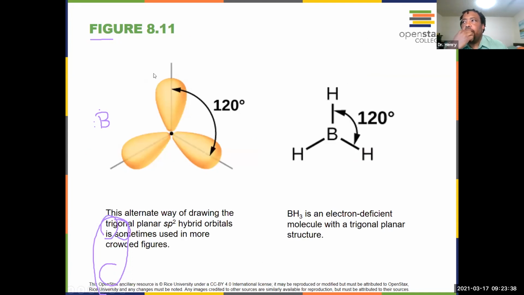Okay, so this is basically showing you the beryllium, and then you just have, because hydrogen is only a sigma, so you're just going to have a S bond. These guys attached this way.